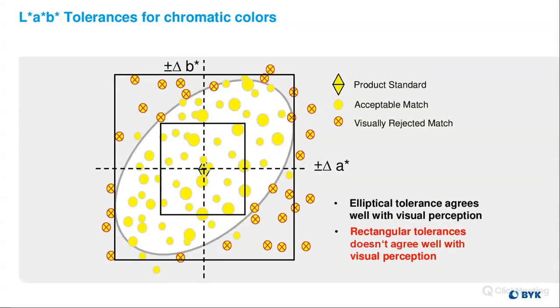Now, if I go to a chromatic color and make the box the same size to fit inside my visually accepted range, I'm going to reject a lot of parts that are visually acceptable. That's a problem, because we don't want to reject acceptable parts, because that costs us money. But if I use LAB tolerancing and make the box bigger to include all of the parts that are visually acceptable, now I'm including a bunch of parts that should be rejected, which is also not what we want.